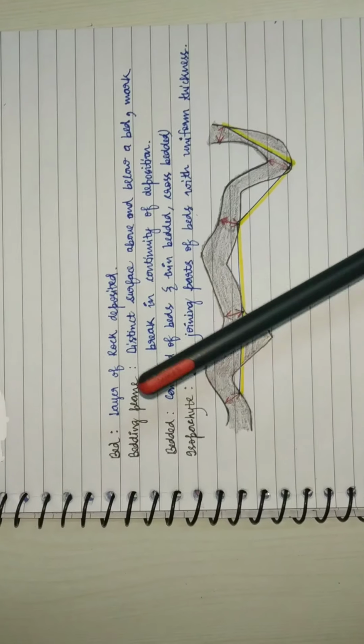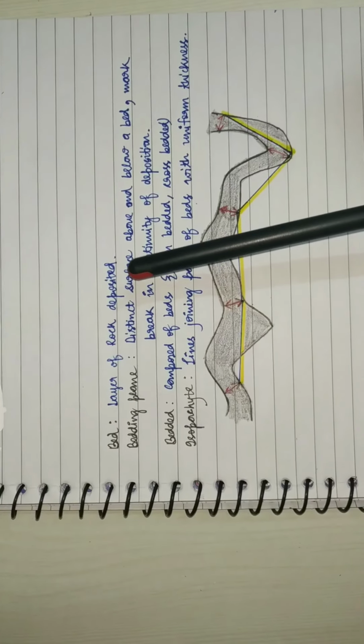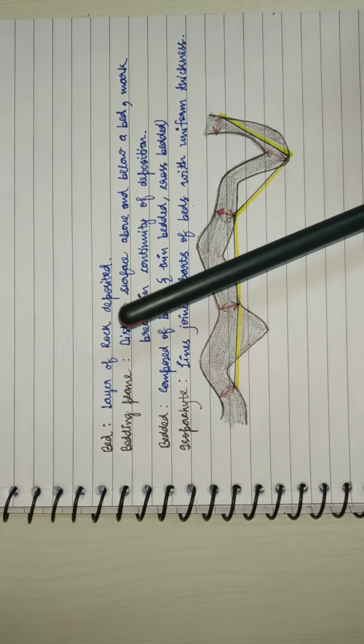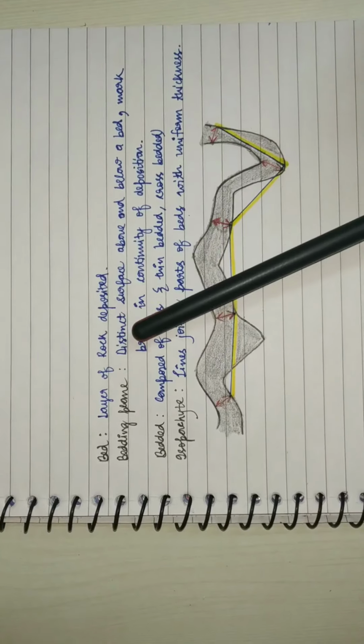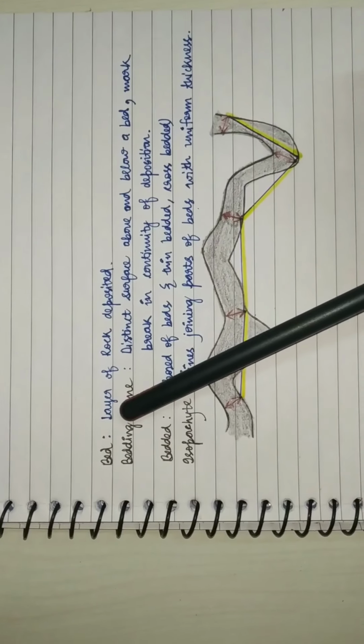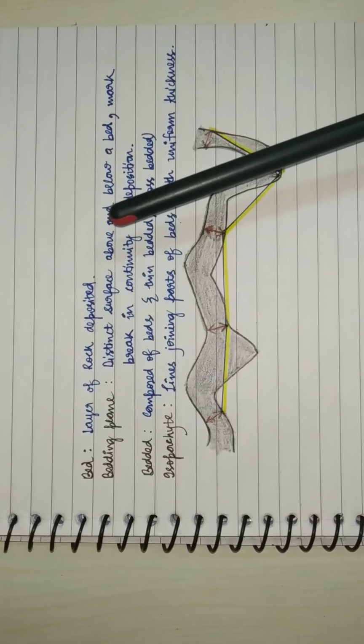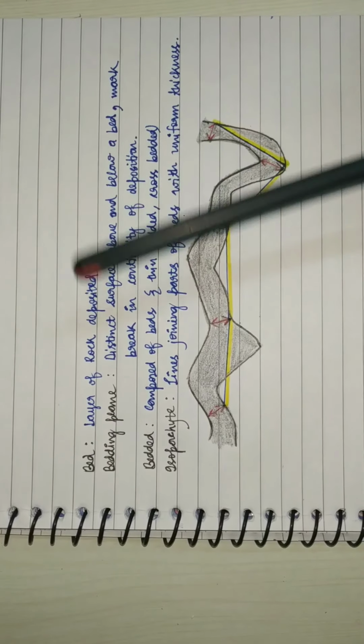Now we see bed. Bed is a layer of rock which is deposited. So you won't say that igneous rock has got a bedding, because there is no deposition in an igneous rock. Second, bedding plane. Distinct surface above and below a bed.